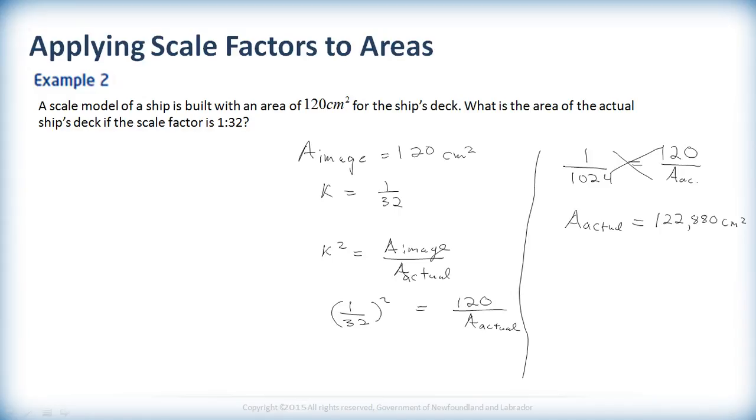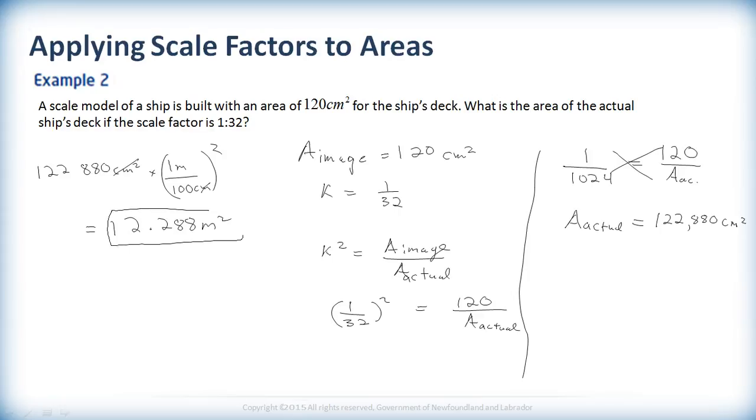That's a huge number to represent an area. Let's convert that into meters squared and see what we get. 122,880 centimeters squared. So remember our conversion factor for meters to centimeters looks like this. But if I want to get rid of centimeters squared, I'm going to have to square that scale factor. So the centimeters squared are gone, and I got 122,880 divided by 100 squared. Let's see. I get 12.288, so this is equal to 12.288 square meters, which is a reasonable area for a ship's deck or a boat or whatever it is.